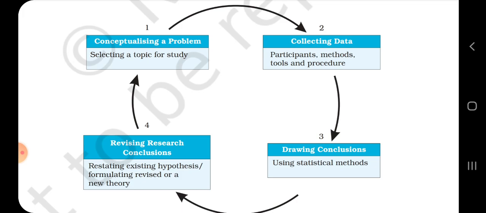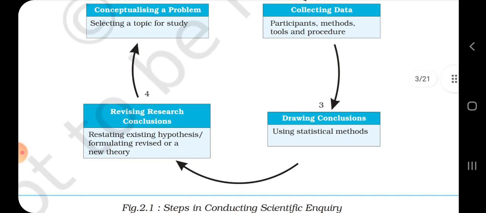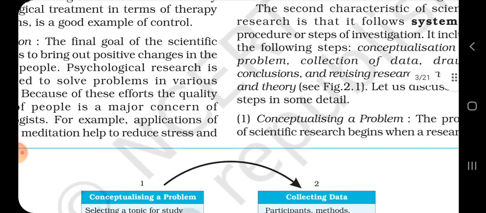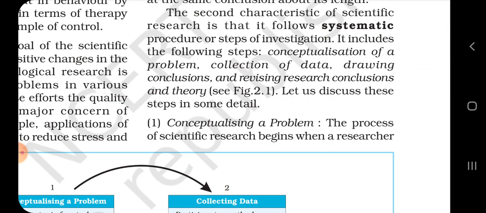In revising research conclusions, you will do some literature review related to the topic, and see if there is any existing scientific data to compare with, or if not there, you will formulate a new theory, right? Now let us discuss in brief about conducting the scientific research in a systematic manner. Now let us discuss these steps in some detail.